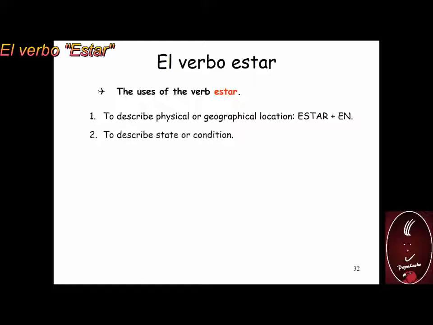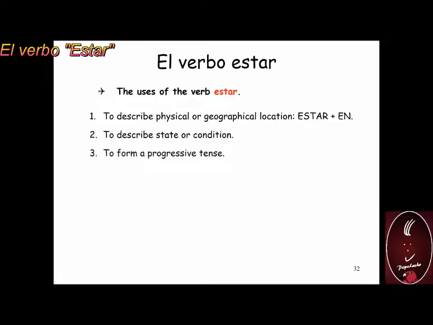Another use of this verb is to describe a state or condition. How the people might feel at a specific moment, or how the food might taste at a specific moment. So this verb estar is considered a temporary condition. The difference from the verb ser is that ser is considered a permanent condition and estar is a temporary condition.